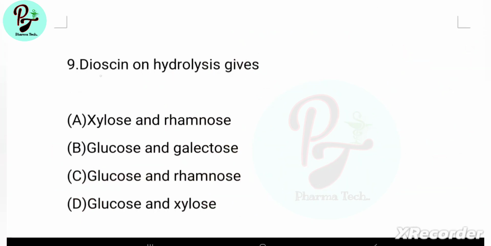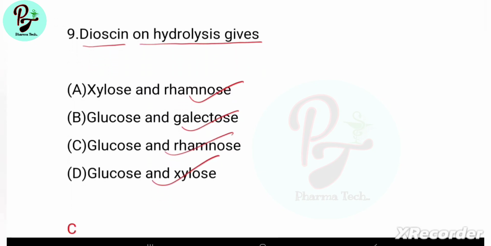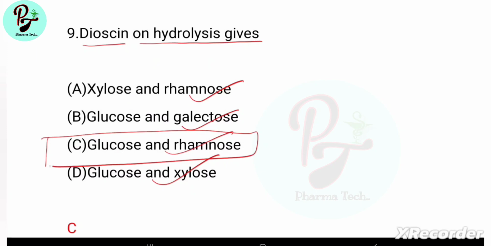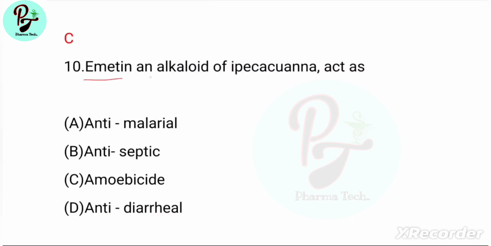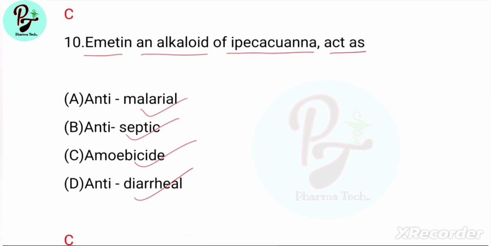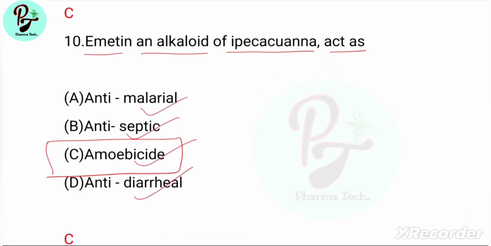Next question: diosgenin on hydrolysis gives, options are xylose and rhamnose, glucose and galactose, glucose and rhamnose, glucose and xylose. Answer is C, glucose and rhamnose. Diosgenin on hydrolysis gives glucose and rhamnose. Next question: emetine, an alkaloid of ipecacuanha, acts as, options are antimalarial, antiseptic, amoebicide, antidiarrheal. Answer is C, amoebicide. Emetine, an alkaloid of ipecacuanha, acts as an amoebicide.